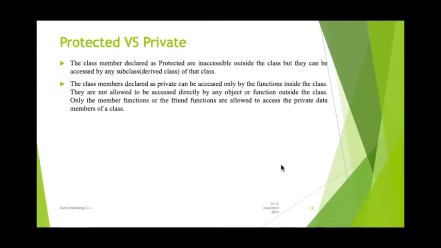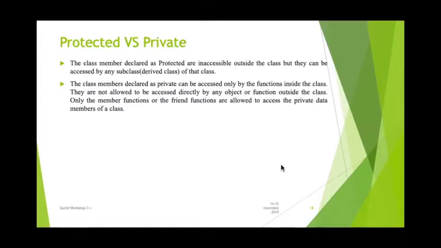Protected versus private. So here we have two kinds of access specifiers, which define what kind of access permission we have to access this data member or function member inside the class. So the protected ones are not accessible outside the class, but they can be accessed by the inherited class or the friend function.